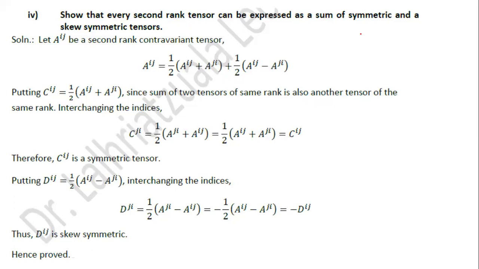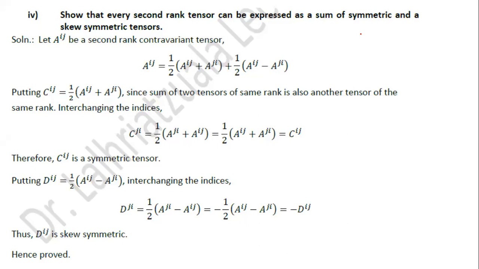Symmetric means you interchange the indices and the identity or the property of the quantity represented by that tensor will remain unaltered. Antisymmetric means if you interchange the indices, the quantity represented by the tensor will change its sign. So a_ij will become minus a_ji, like that, right?